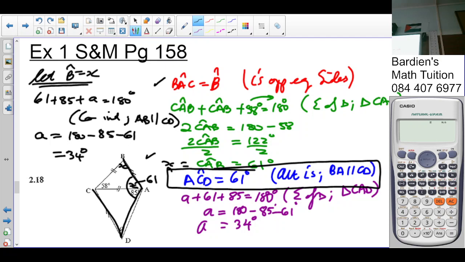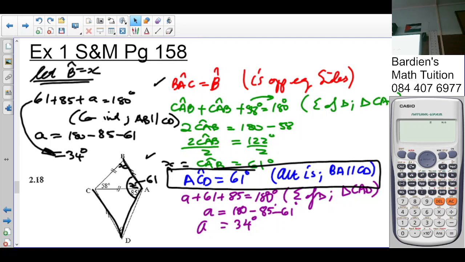So you were saying you're going from here straight into that. It's fine. But the reason why I'm taking steps in between is because not everybody is so fast. This method cuts one line out. Nice. Just don't forget, when you bring a variable in, when you bring your x into a diagram, you must say which angle is x. Okay? Very important.